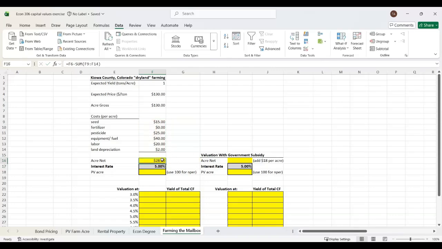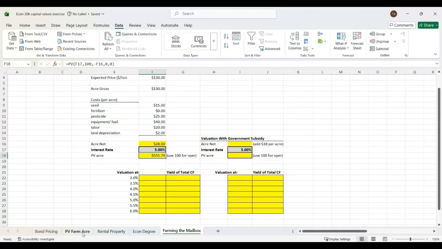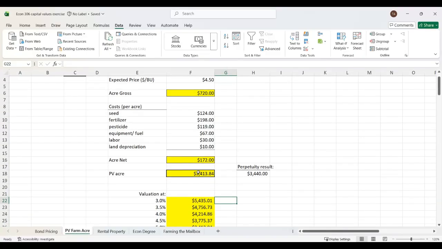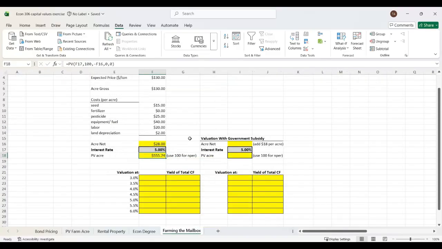So if this only earns $28 an acre, what's it going to be worth at a 5% interest rate? PV, 5%. In per, I said use 100 here, same convention. Payment is the negative of the net cash flow income, 0, comma 0. It's only worth 555 bucks an acre. Wow, it's worth a lot less than this really productive rich farm ground, isn't it? A lot less.